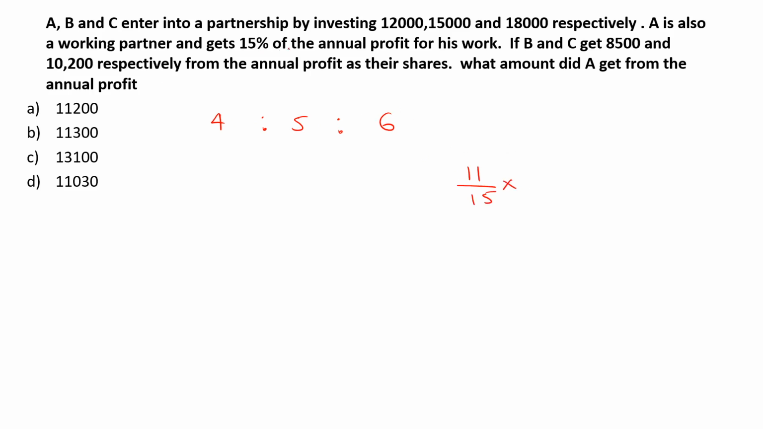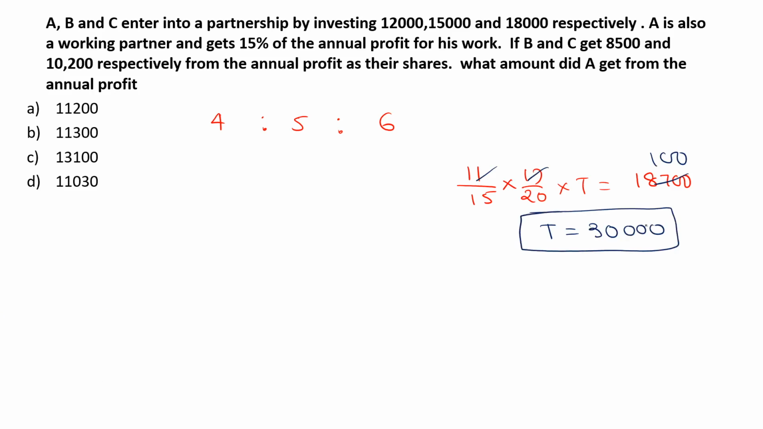And when 15% of the annual profit is given as salary to A, then the rest, the 85%, is divided among them. That 85% can be written as 17/20. 17/20 of the total profit is given as 18,700. 187 gets cancelled. That means 100. Then the total would be 30,000. So total profit, not salary, total profit would be 30,000.